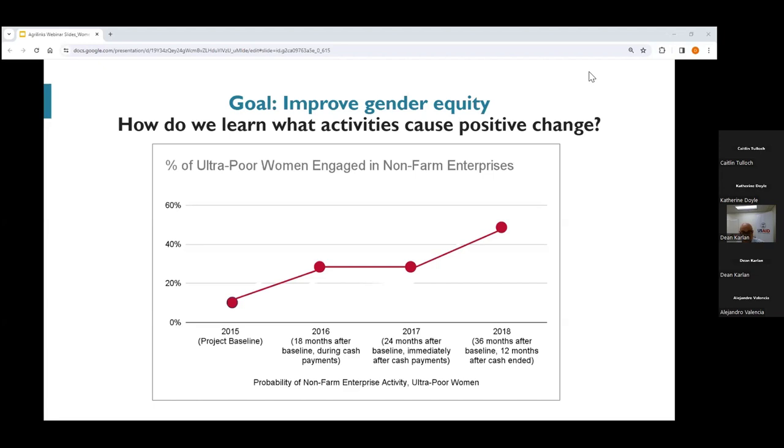Let's say the implementing party implements and measures women's participation in non-farm enterprises at baseline, throughout, and after the program. If we simply look at the percentage of women engaged in non-farm enterprises before and after the program, then this is the impact we would assume.